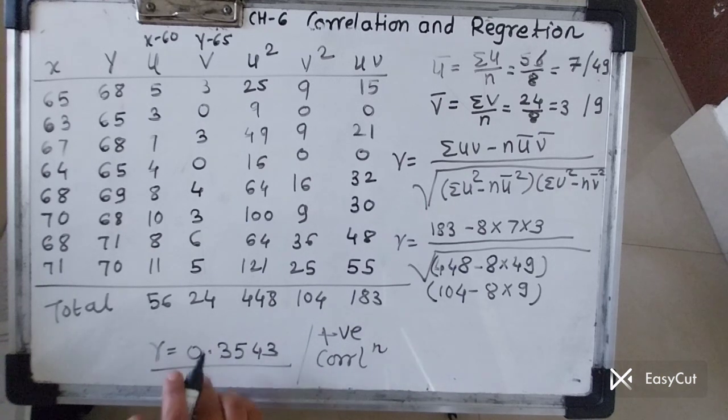Okay. In the previous example, it is 0.9. It is nearer to 1. So that's why we called it a high positive. Here it is only 0.3. That's why we call it a positive correlation. Get it? Take a screenshot.